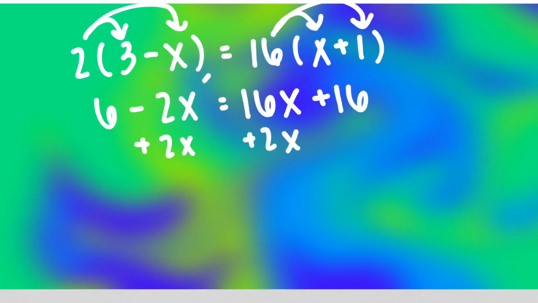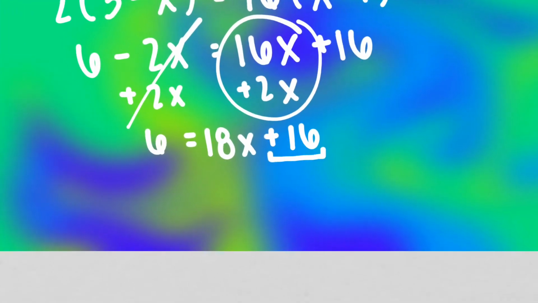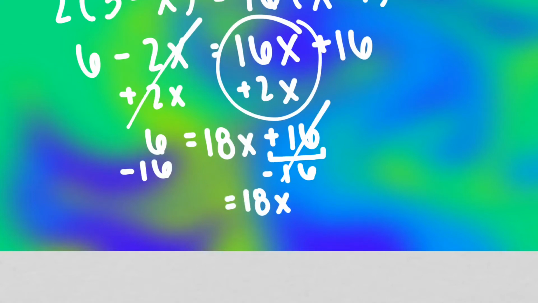When I do that on the left, it cancels out, and I'm just left with 6 is equal to, I now have to do 16x plus 2x, so 18x, and I still have that plus 16 because I haven't done anything with it. Now I need to get this 18x by itself, so I need to get rid of this plus 16, and to move it to the left side, we do the opposite, so we're going to subtract 16 from both sides. It cancels out on the right, so I'm left with 18x on the right side. And 6 minus 16 leaves me with negative 10. So make sure you're really careful with your negatives and your positives here.